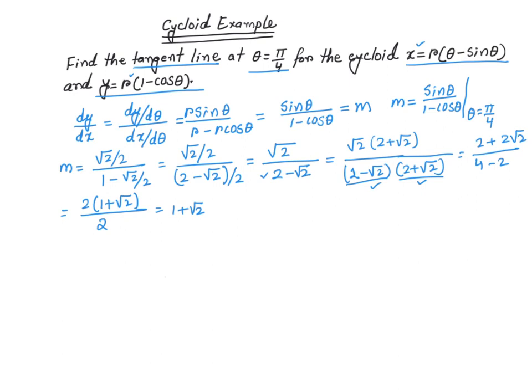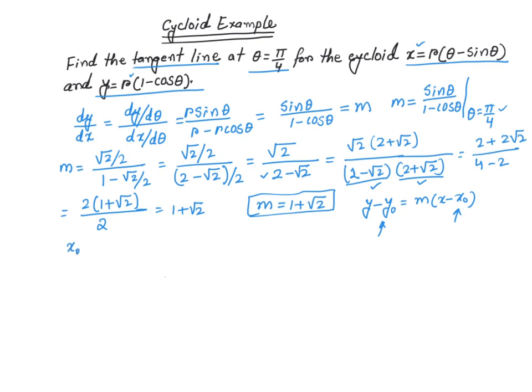Now that we found the slope, m is equal to 1 plus square root of 2, we could use this slope to find the equation of the tangent line, which is very easy. You could use this formula for a straight line: y minus y naught is equal to m times x minus x naught. Now y naught and x naught are the values of x and y, right, at theta is equal to pi over 4. You could evaluate that and find the following.